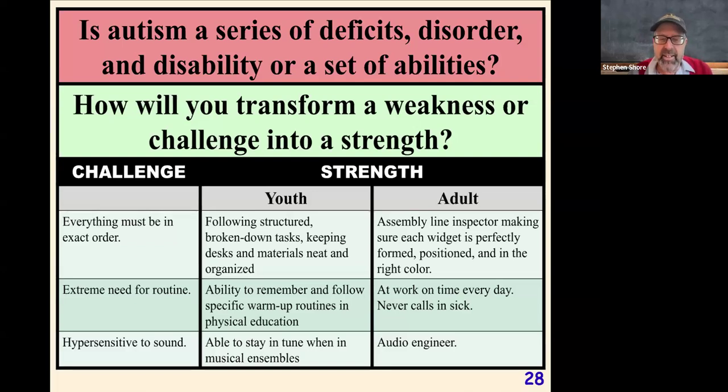And to get you started thinking, I've taken some commonly cited challenges of autistic people, and what can we do instead of looking at them as deficits? How can they be considered as strengths, both in youth, perhaps as a student, and later on as an adult? All of us autistic people grow up to be adults, and eventually we become senior citizens too. And how do we use those strengths in order to lead fulfilling and productive lives?